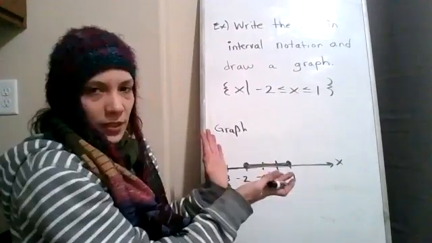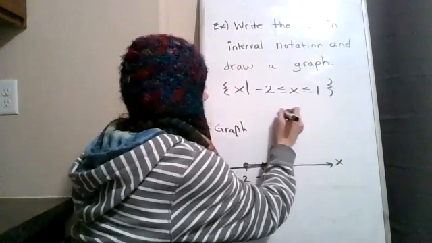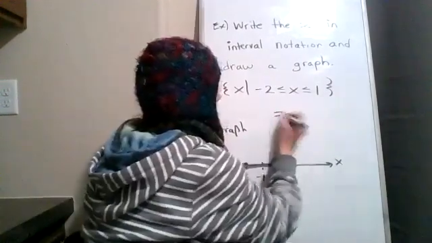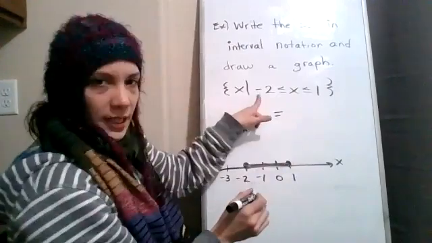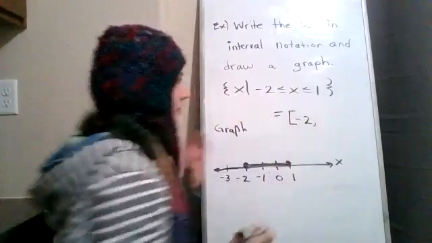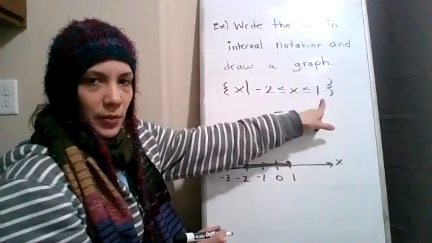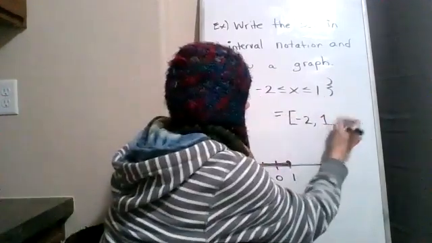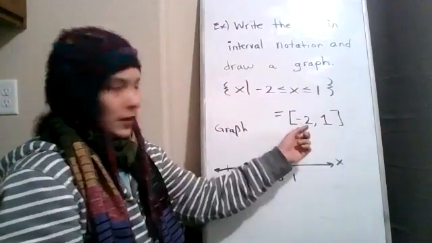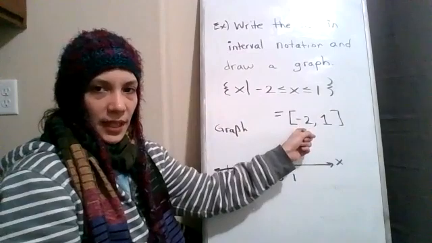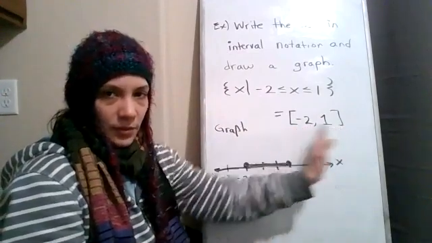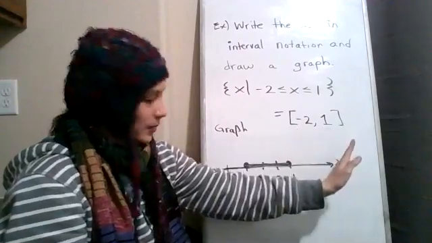Oh, interval notation. So include -2 with a square bracket. Also include 1 with a square bracket. And I'm just going to put a note down that you always have your smaller number on the left, and the larger number on the right. So you read from the small number to the larger number.